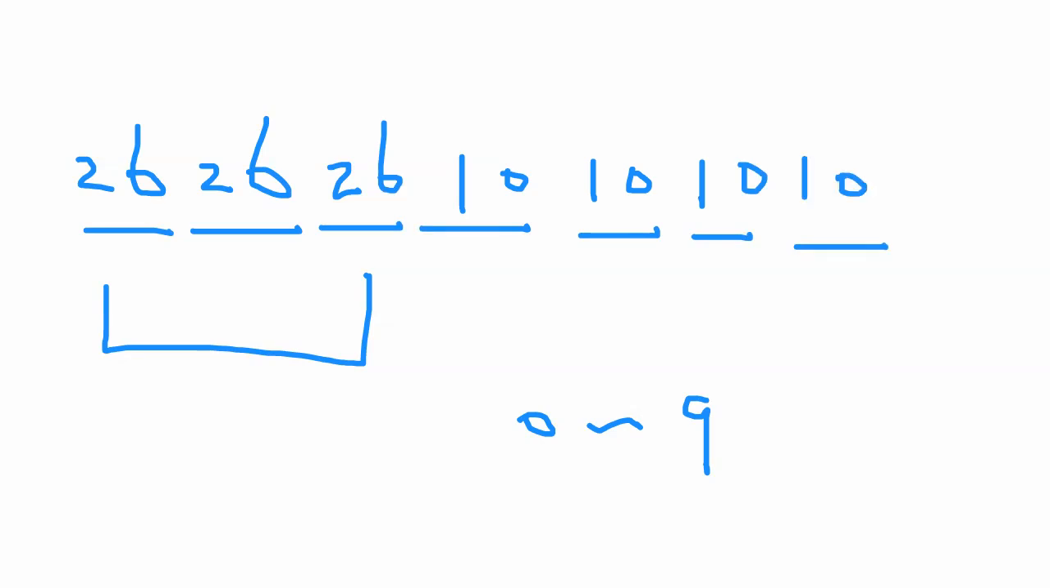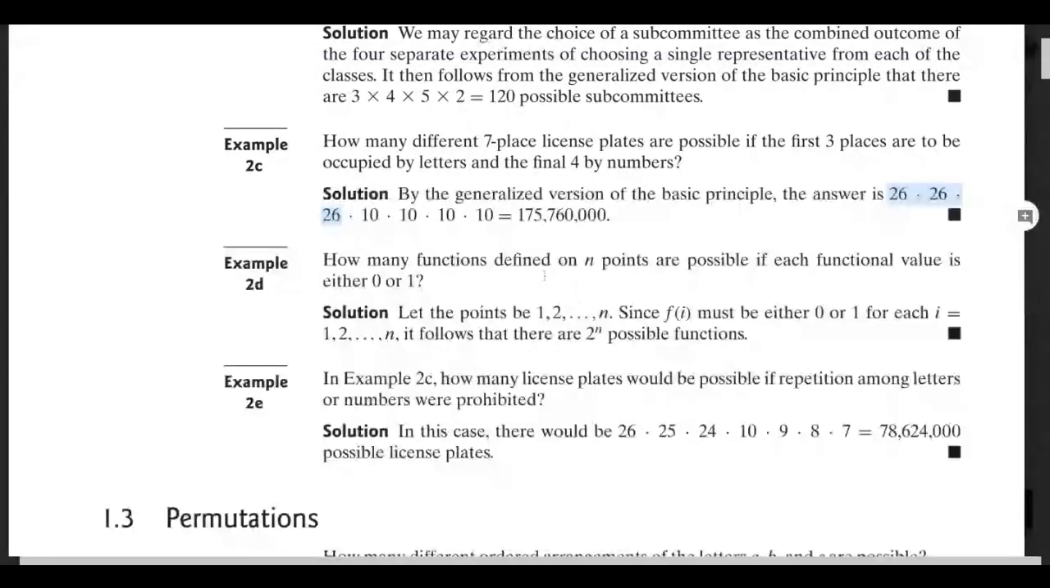By counting principle, I multiply them, right? The first one, I have 26 choices. The second one, I have 26 choices, and so on and so forth. I multiply them, right? Of course, it's a big number. It's 175,760,000.